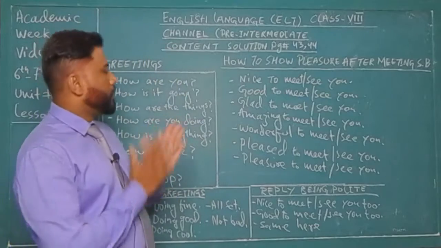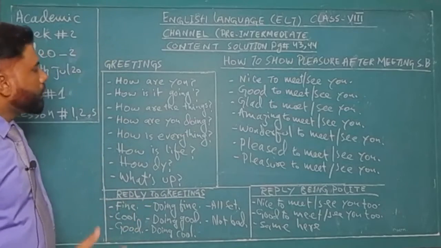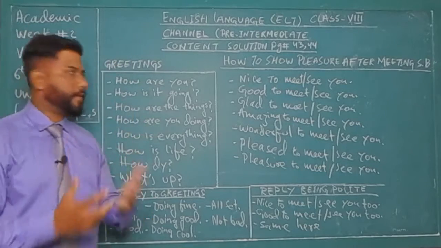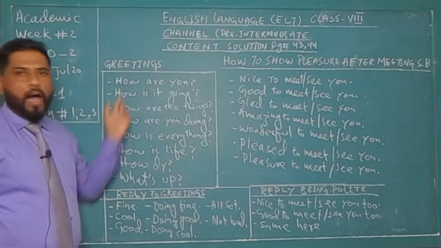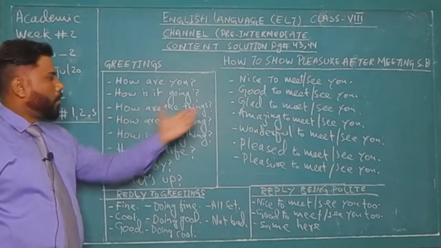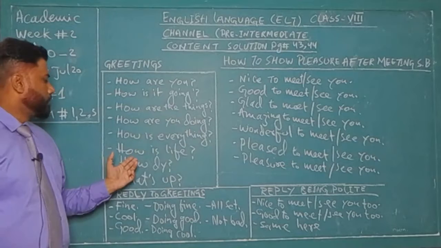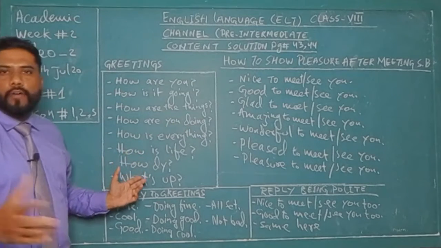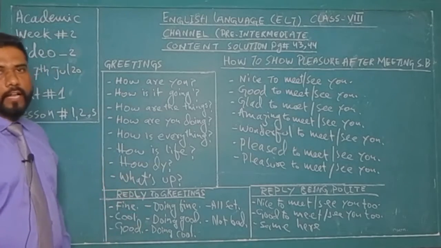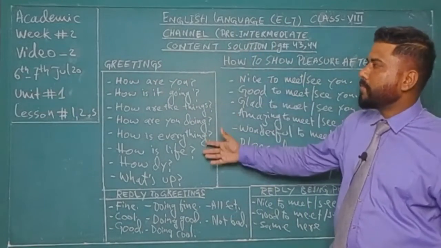Okay, so first of all, here you can see greetings, or how to greet. When you are meeting someone, how are you going to greet? So there are ways that you can start greeting. You can see here: How are you? How is it going? How are the things? How are you doing? How is everything? How is life? Howdy. This is mostly the American spoken way. Howdy and what's up, and it is also called what up. So these are the ways you can use as greetings when you meet someone.